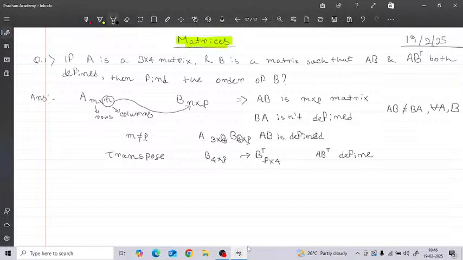What does it mean? It means the number of columns of A will be equal to the number of rows of B transpose. It means p is also equal to 4. So B transpose is a square matrix of order 4. Hence, for a square matrix, the order of a matrix and its transpose is always equal. So the order of B will be 4 cross 4 too. Okay, that's a quite good question.